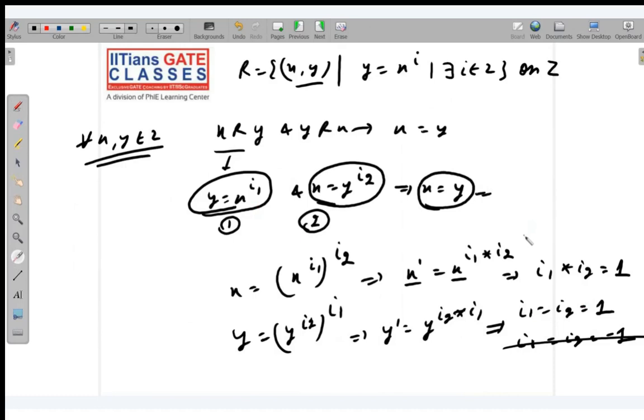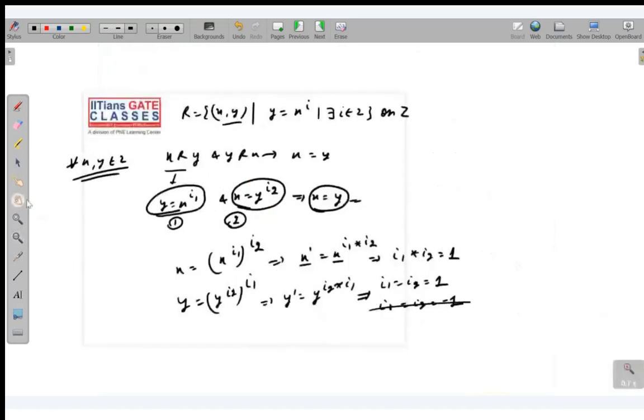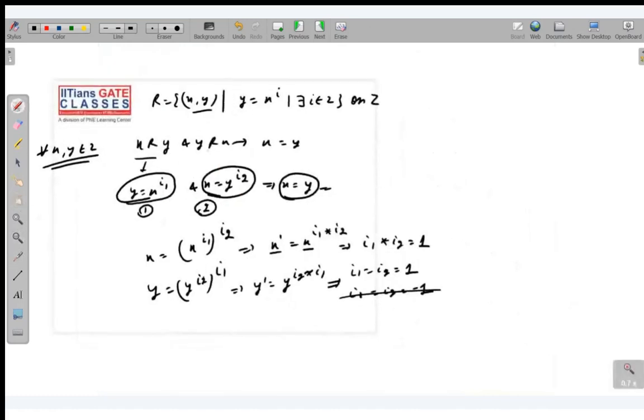Now if they twist the question a little bit, and in place of saying on integers, they say on real numbers, then what should be the answer? If we take real numbers, obviously this will have infinite solutions. So now this is also correct: i1 is equal to i2 is equal to 1. i1 is equal to i2 is equal to minus 1 is also correct.